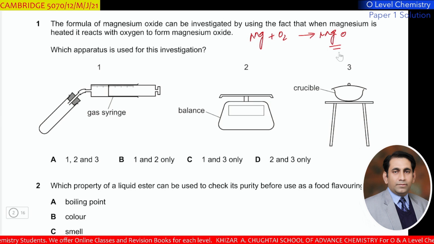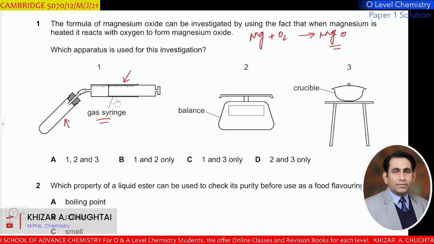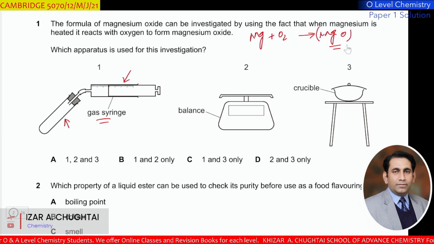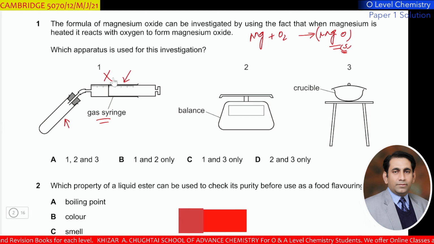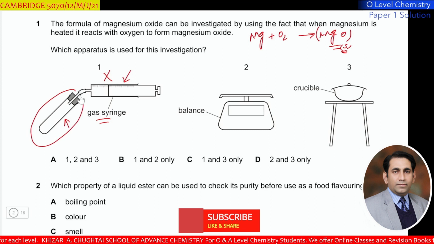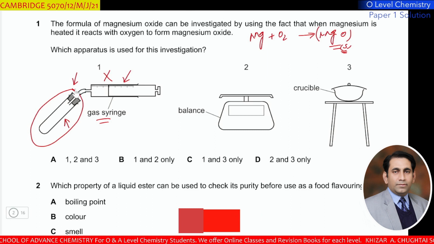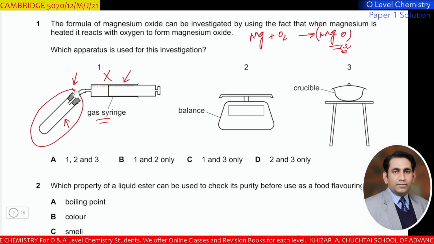Which apparatus is used for this investigation? Number 1, here is a glass tube connected with a gas syringe. This gas syringe is used when any sort of gas is being liberated or produced during the course of a chemical reaction. In this experiment, no gas is being formed. Here is the formation of MgO, a white solid. So this apparatus is unsuitable for this investigation. Second one, this is a closed container, and we will never use a closed container for heating, especially whenever we are going to react with oxygen or in any combustion reaction and so on.